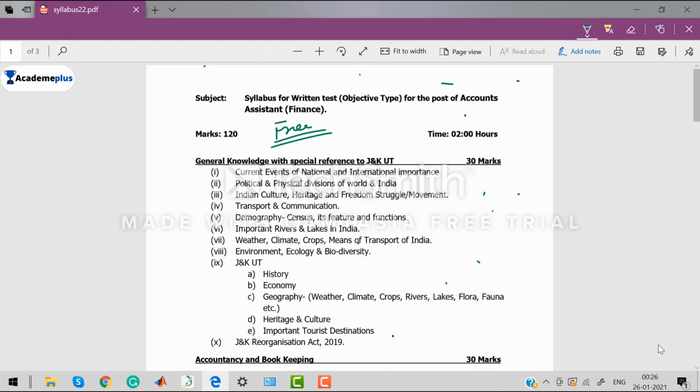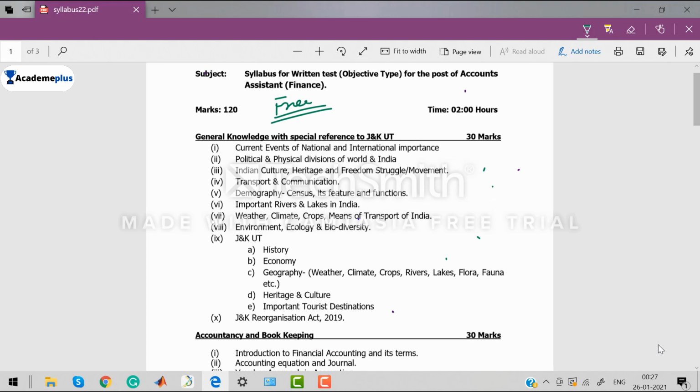So let us have a brief introduction to the syllabus. If you start from general knowledge with special reference to J&K and UT, this portion is of 30 marks, so it has a huge weightage. The same is the case with accounts. These two portions carry 60 marks weightage, so we have to focus more on these two portions, right?